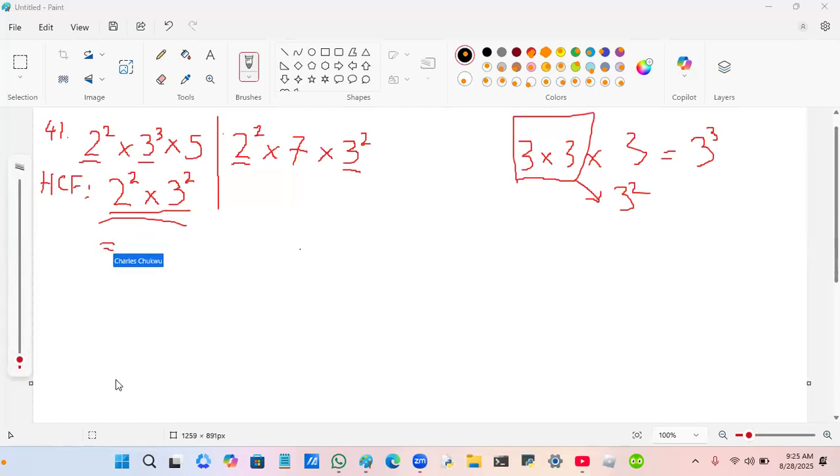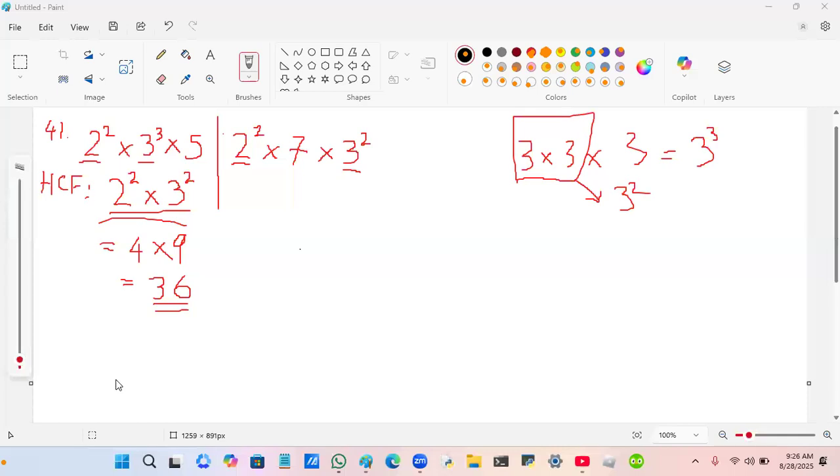Let's evaluate it. 2 raised to power 2 is what? 2 times 2, which is what? 4. 3 raised to power 2 is what? 3 times 3, which is what? 9. 4 times what? 4 times 9 is what? 36. Yeah, look for the answer among them.